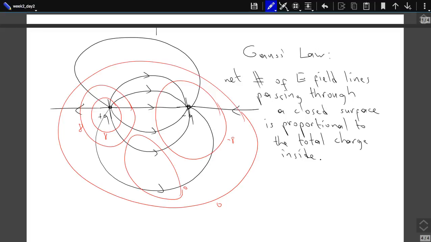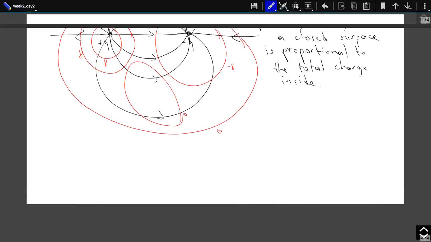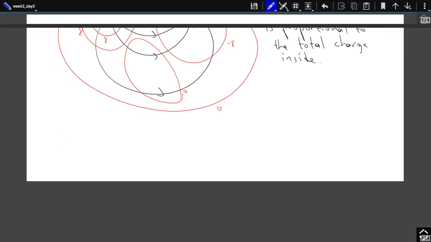Now let's just make a more precise definition of various concepts over here. The net number of electric field lines. We have to count the electric field lines. Now, how do we count the electric field line, or how can we write it in a form, using some other concept which will be more precise.